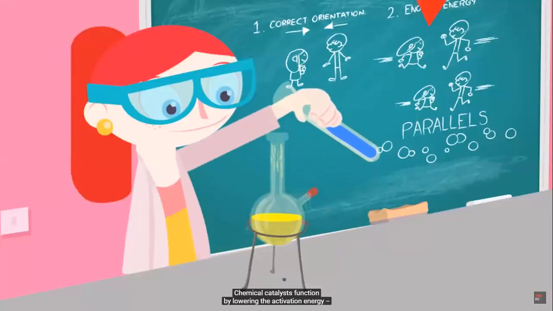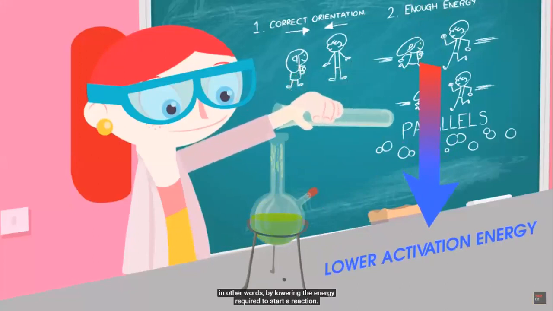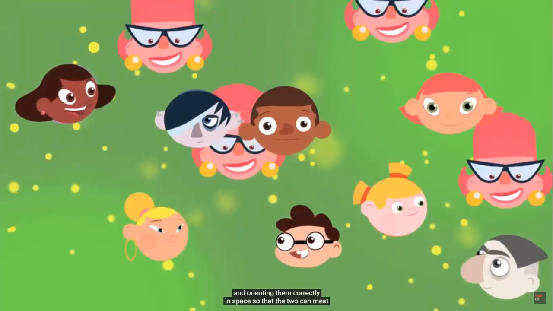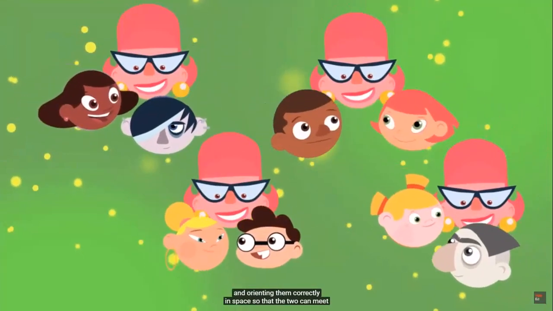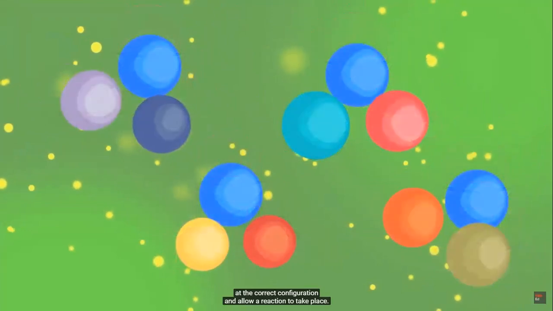Chemical catalysts function by lowering the activation energy. In other words, by lowering the energy required to start a reaction. They do this by bringing two particles together and orienting them correctly in space so that the two can meet in the correct configuration and allow a reaction to take place.